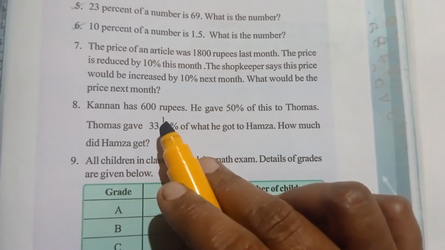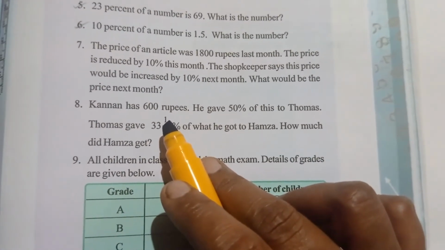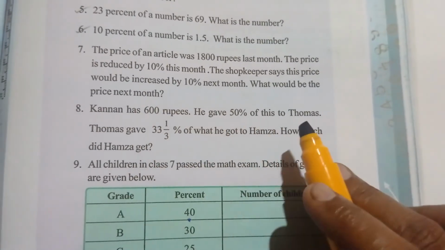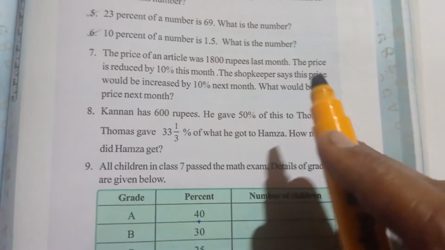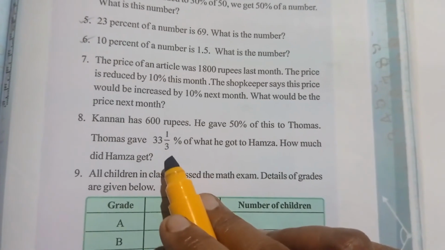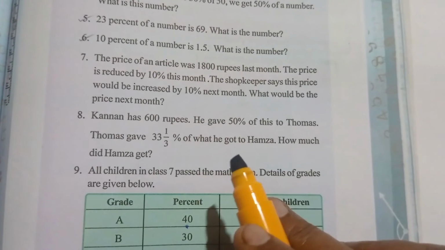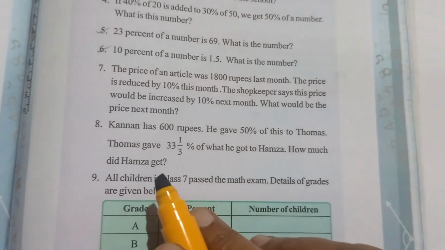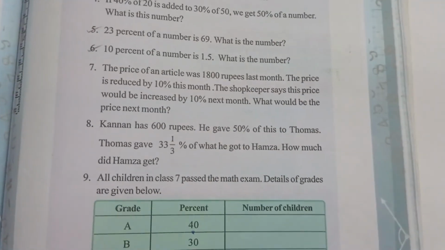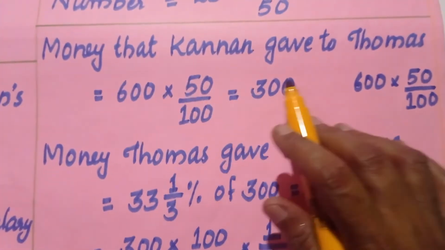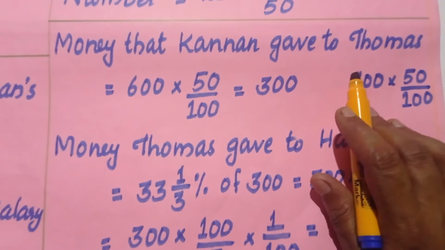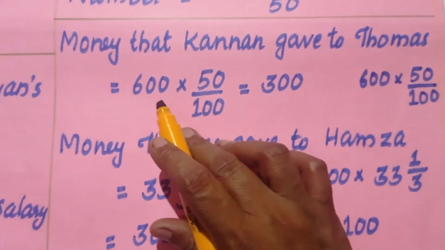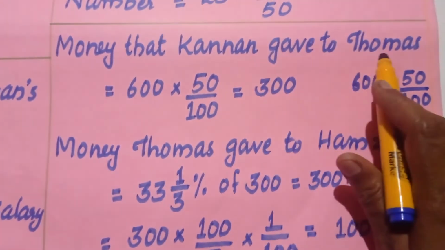Here Kannan has 600 rupees. From this he gave 50% of 600 to Thomas. Then Thomas gave 33⅓% of what he got to Hamza. Then how much did Hamza get? First, the money that Kannan gave to Thomas: Kannan has 600 rupees, and 50% of 600 is given to Thomas.